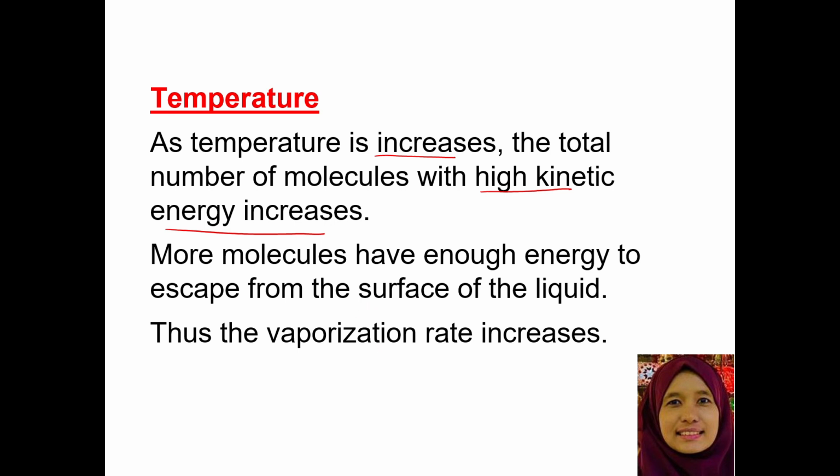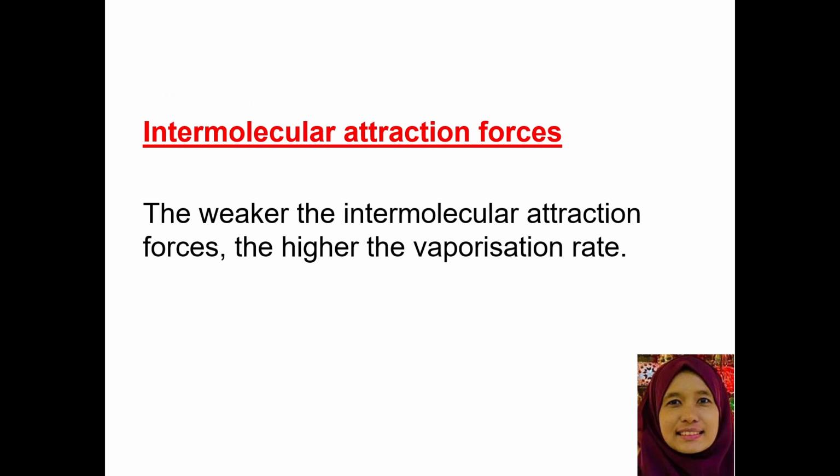So vaporization will increase. Okay, and the last one is intermolecular force. So there are two types of intermolecular force, weak intermolecular force and strong intermolecular force. Yang lebih senang untuk overcome ialah weak intermolecular force, contoh London compare dengan hydrogen bond. So lebih senang untuk overcome London force, lebih tinggilah chances dia untuk bertukar menjadi gas.